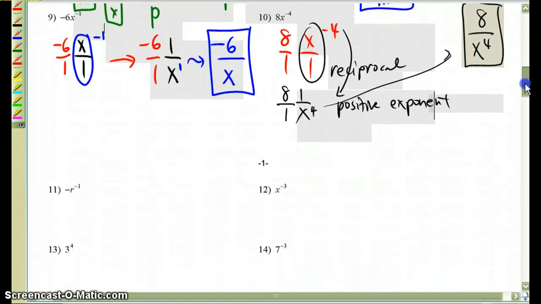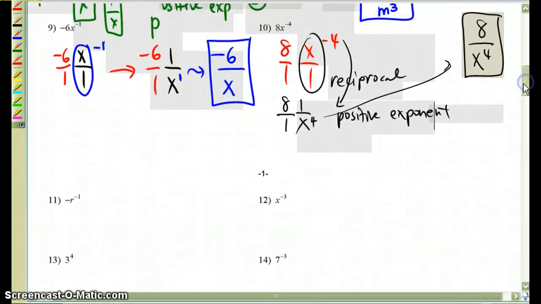Going down, number 11, I'll keep that up there. Negative r. Negative r is actually the base. So negative r over 1, I'm going to write that as a fraction.